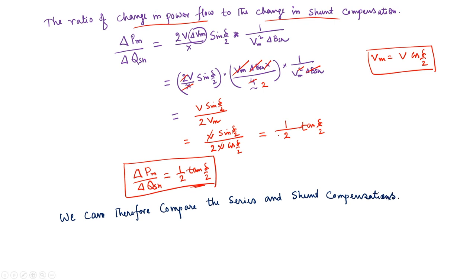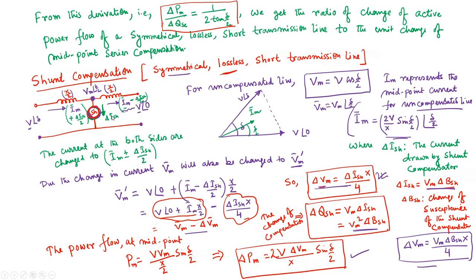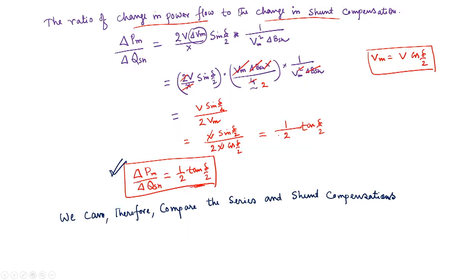Okay, so therefore we can compare the series and shunt compensation. So what comparison can we do? We can get the ratio of the change in power flow due to the unit shunt compensation. We can also get the change in this power flow with respect to the series compensation. So we will have these two and we will put them side by side.